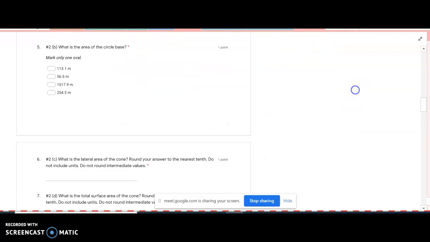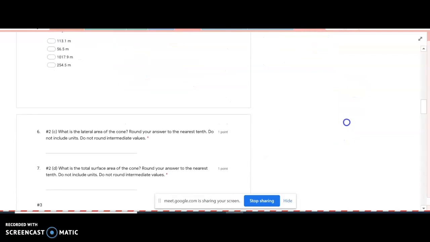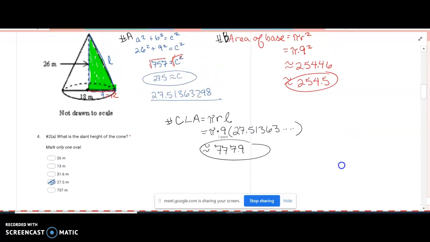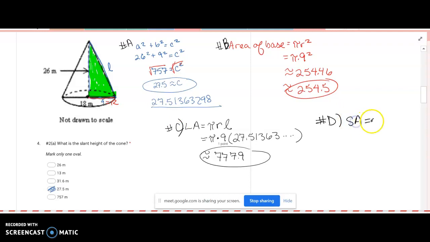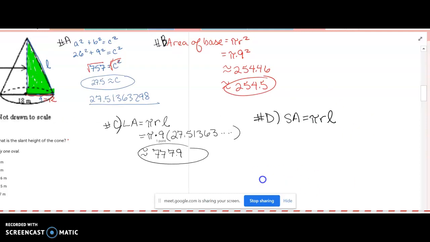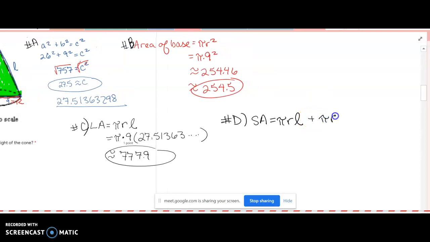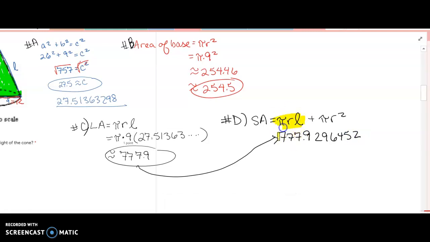Let's look at part D of number 2. What is the total surface area of the cone? For the total surface area, we know that formula: surface area is pi times radius times slant height plus pi r squared. So we're going to take this 777.9, and remember, I say 0.9, but I'm really using 0.9296452 that I got in my calculator for this part.